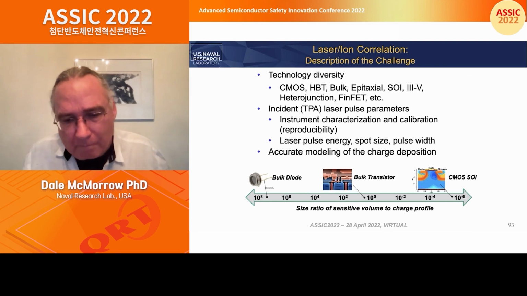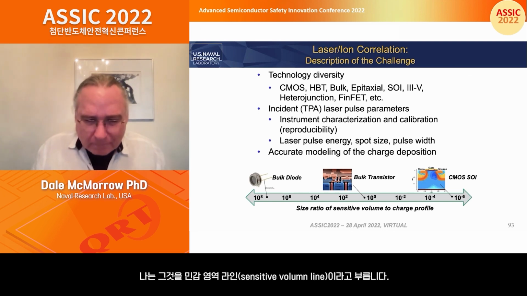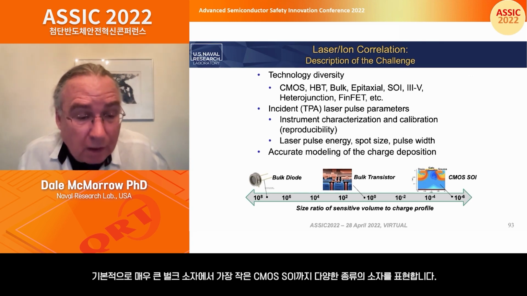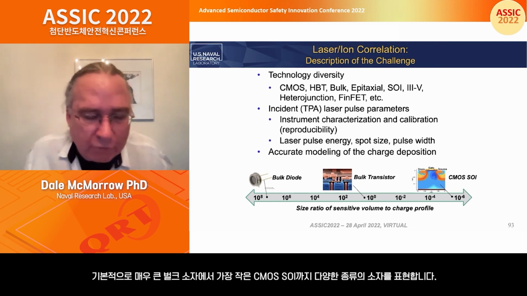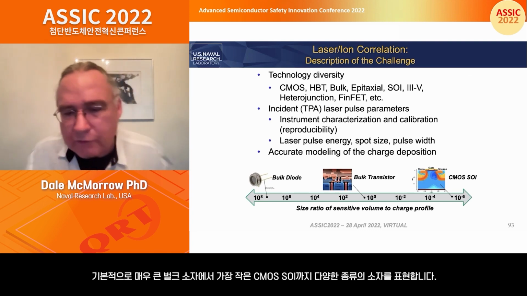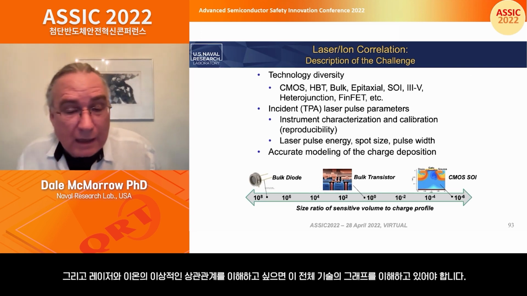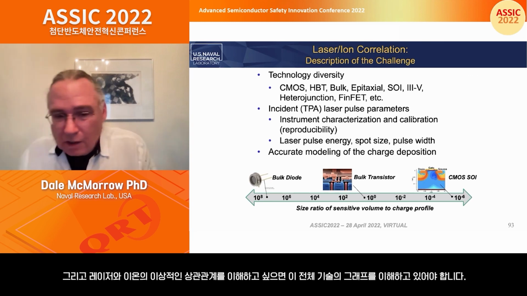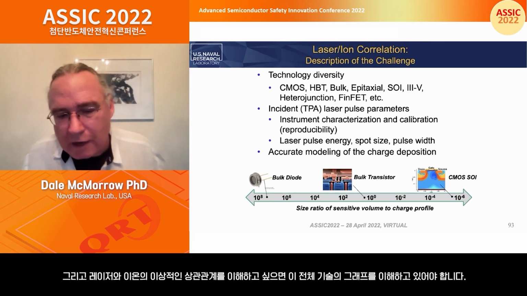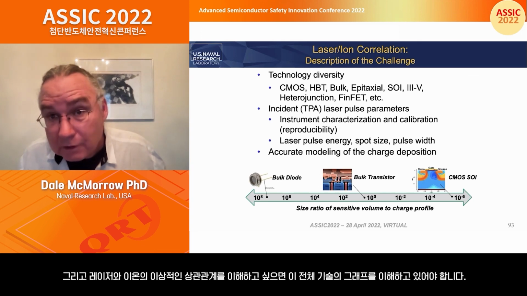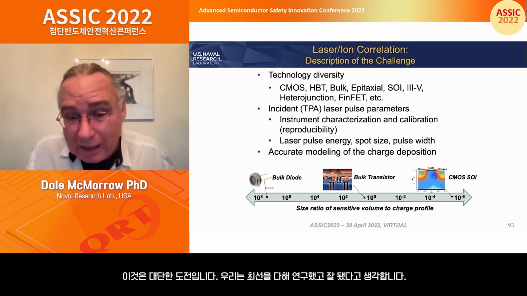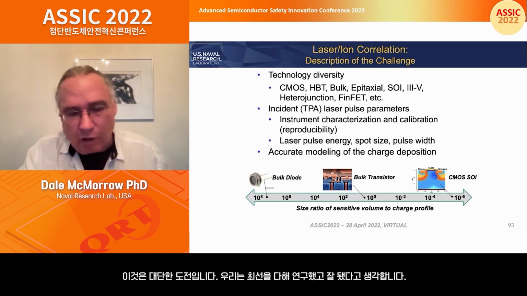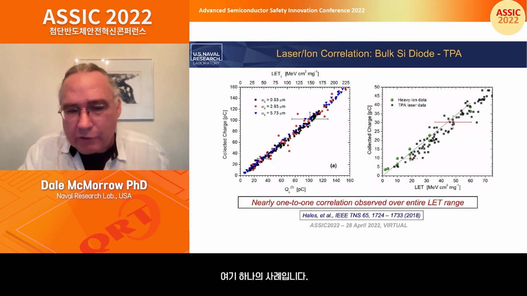And that's where we came up with this, I call it a sensitive volume line, basically. It plots out the different types of devices, from the very large bulk devices to the very smallest CMOS SOI. And in order to understand laser ion correlation, ideally, you want to understand this entire technology graph. And it's a tremendous challenge. And we've been picking it off and working on it to the best of our ability, and we've done quite well.